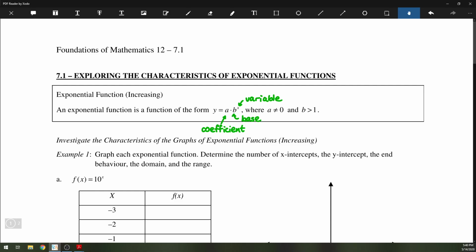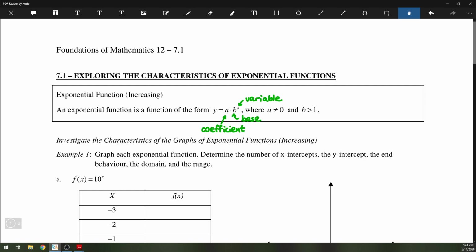Just a basic exponential function for now. A is a real number that's not 0, and b is going to be greater than 1. So the second type of exponential function we'll be looking at, the formatting is the same except for the base. It's going to be a little bit different.